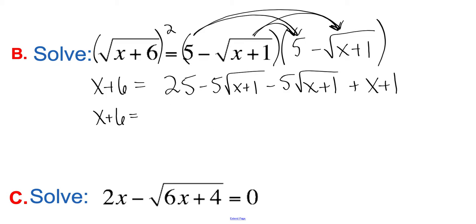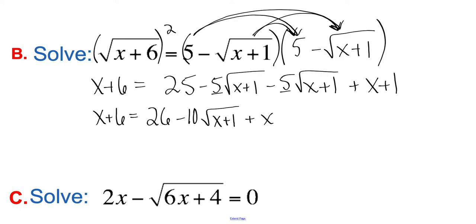We got a 1 down here, so that turns into a 26. Okay, we have the 2 terms with the radicals. Excuse me, that should be a negative 10 square root x plus 1. We're just adding those numbers in front because the radicals match. And then we have the plus x.